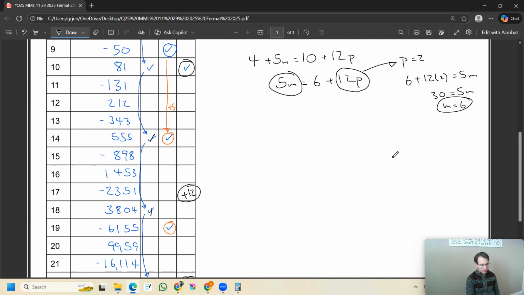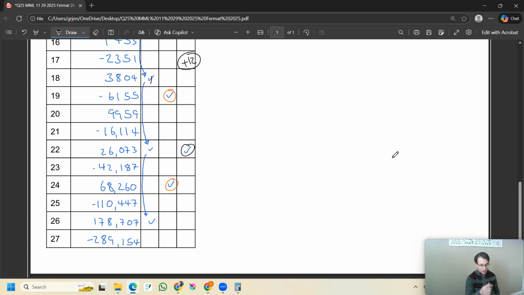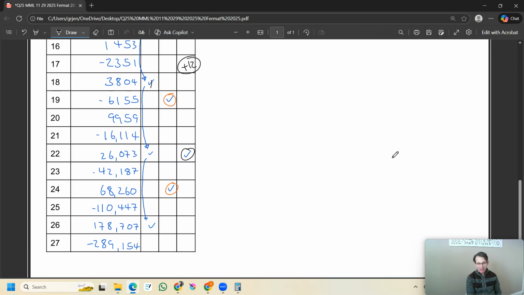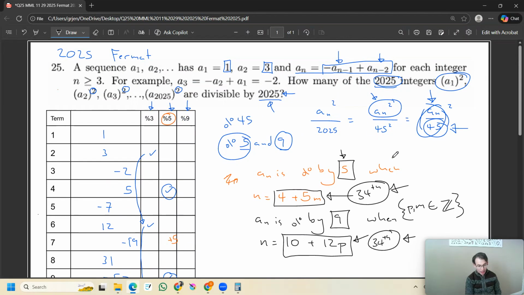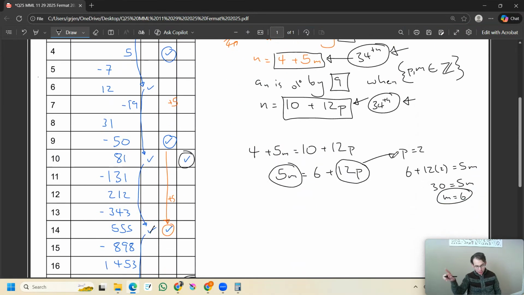And I didn't happen to build it out as far as I needed to show you that one, but I don't need to. I'm reliably 100% certain that it is divisible by 45, and it's the first one. Now, when would the next one be if we have 5m equals 6 plus 12p? Well, when I've got this solution, I'm looking for how many solutions we have here. Oh my goodness.